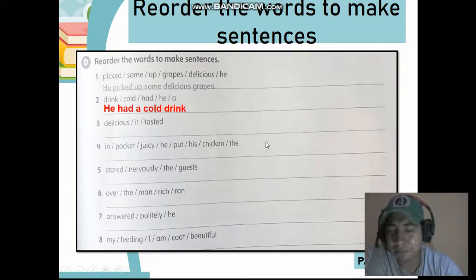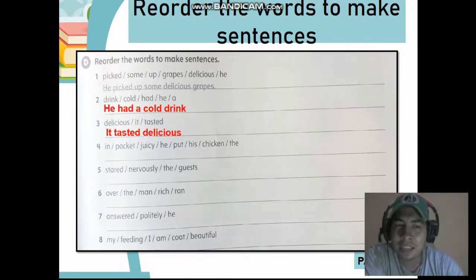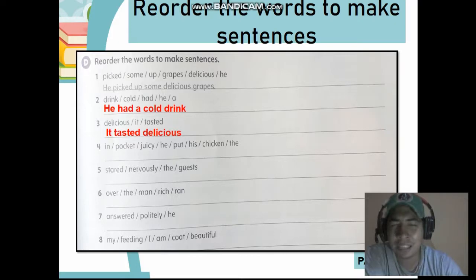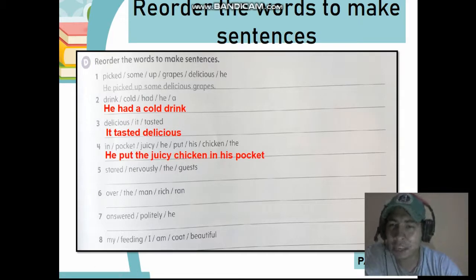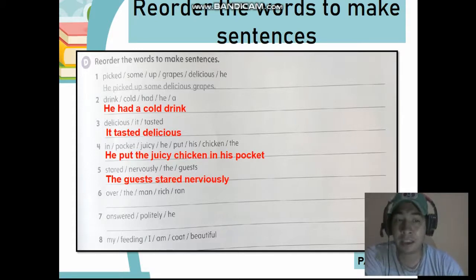Number three. It tasted delicious. Very good. Number four. Yes, he put the juicy chicken in his pocket. Let's see, number five. Yes, the guests stared nervously. Very good.